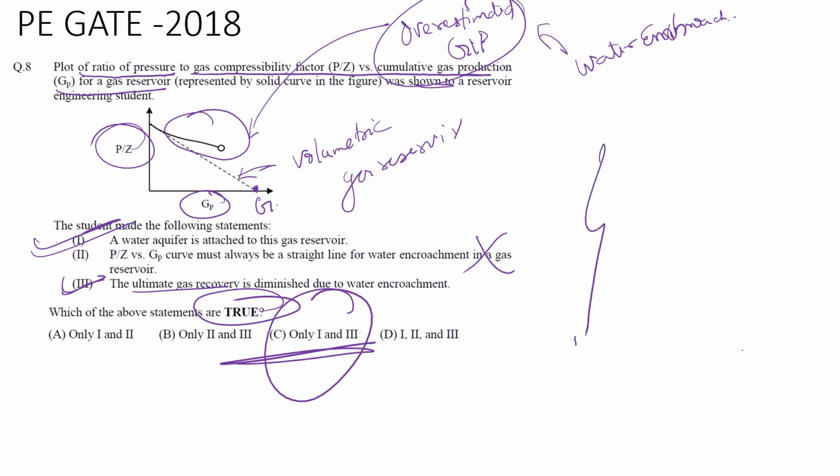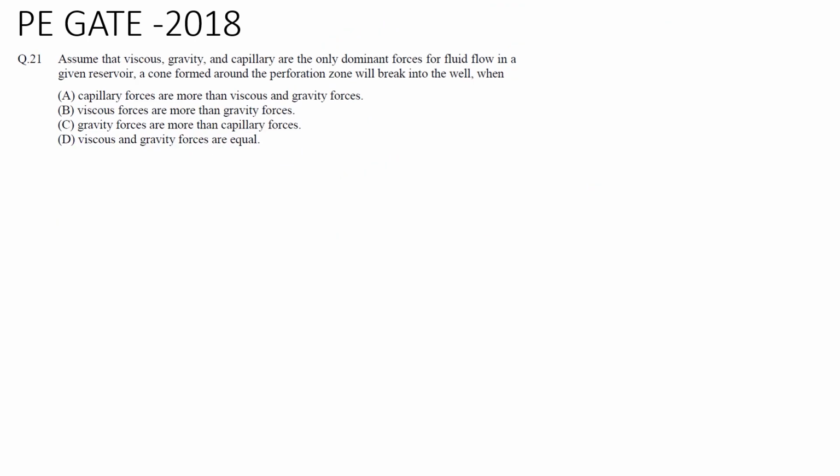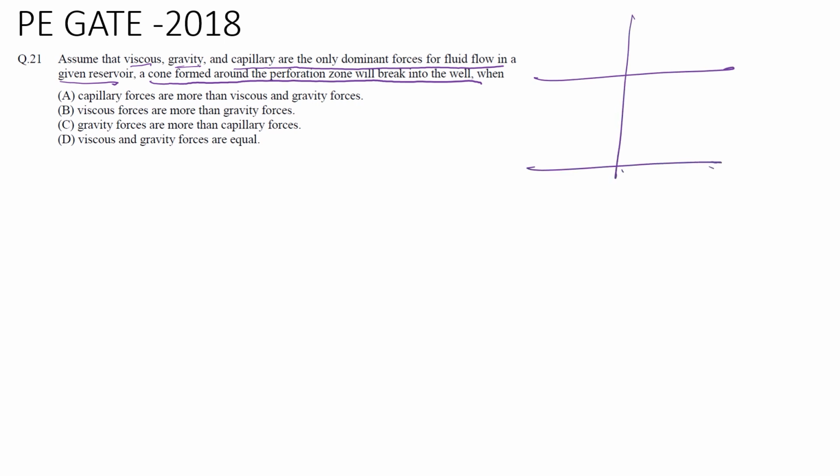Okay, let's move further. This particular question was again asked in GATE 2018. Let's look at the question. Assume that the viscous, gravity, and capillary forces are the only dominant forces for a fluid flow in a given reservoir. A cone formed around the perforation zone will break into the well. Okay, again in the session of water and gas coning, I have discussed that let this be a reservoir. This is my gas cone and this is my water coning and this is my perforation.